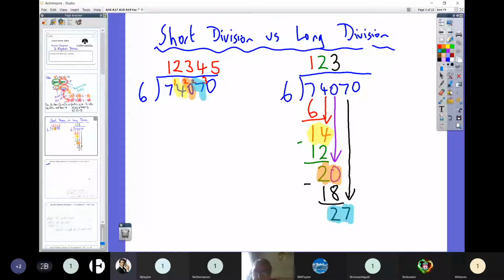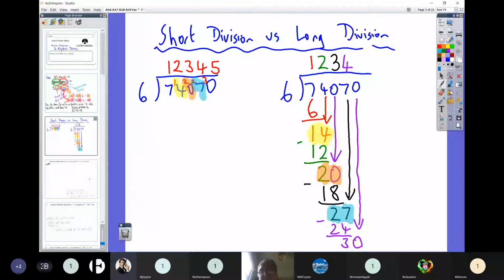Okay, and then we just do another cycle, don't we? We say how many 6s go into 27? 6 4s are 24. So we do 27 take away 24 to give us 3, and then we bring down that 0 and say how many 6s go into 30, and that would be 5.